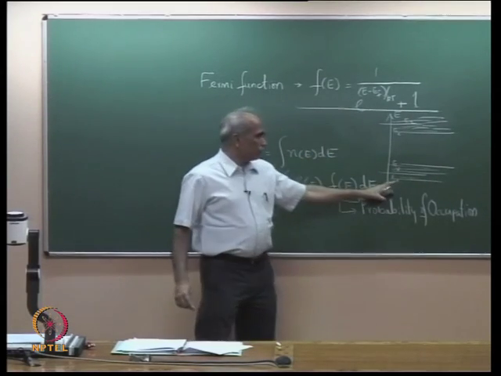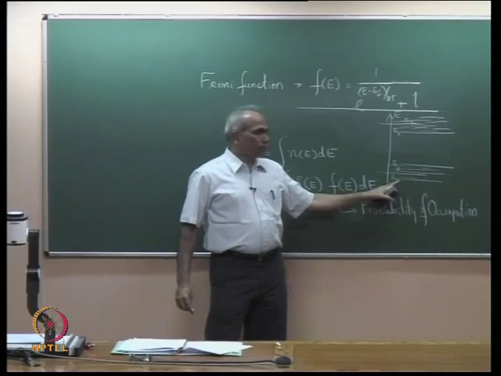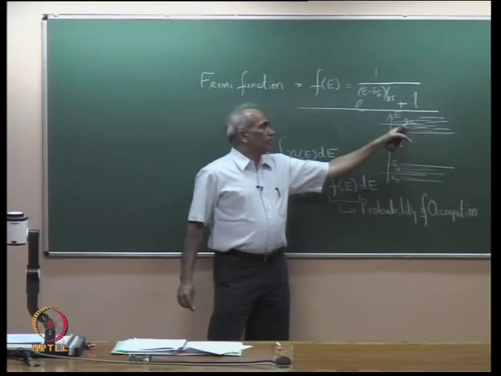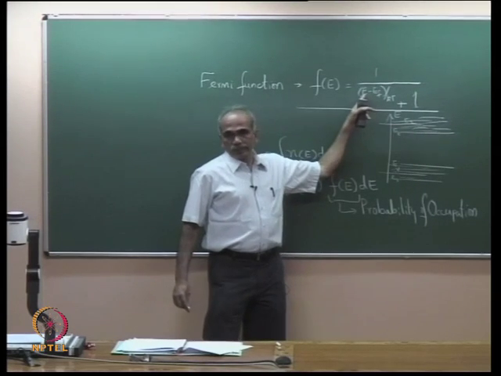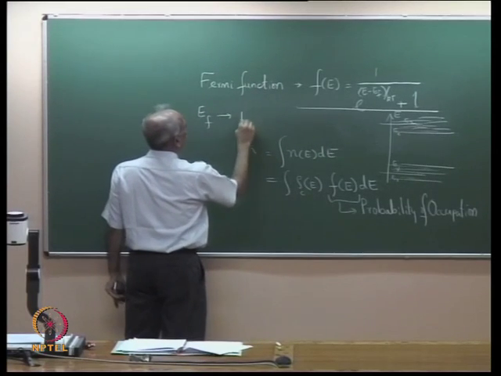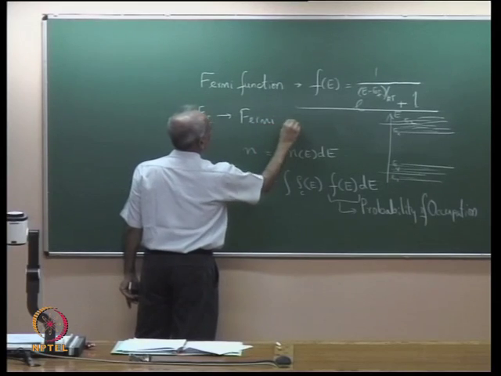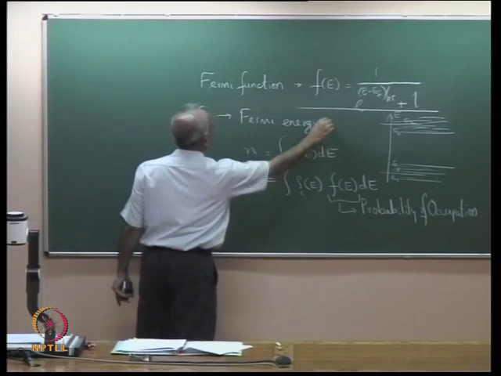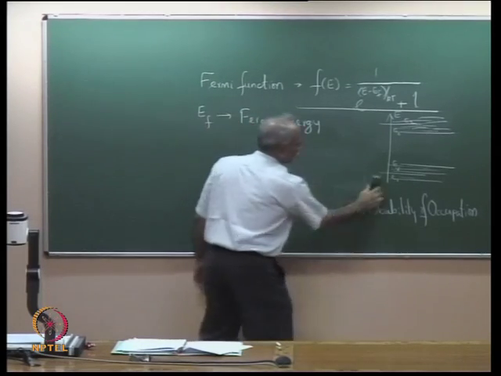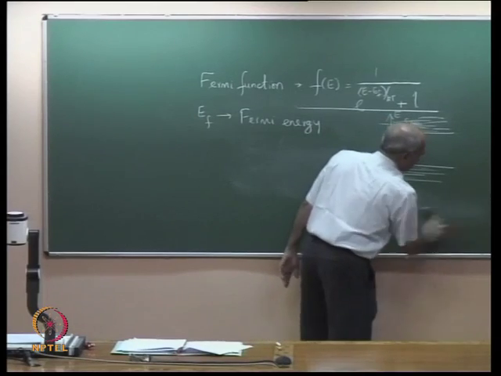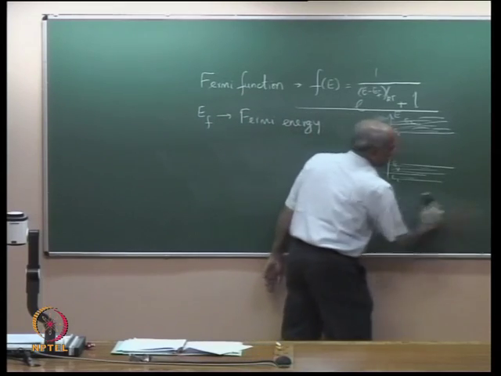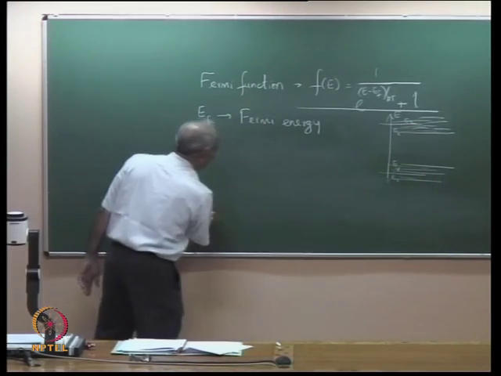So if you want to find the probability of occupation at E1, you substitute E1 here. If you want to find the probability of occupation at the level E2, you substitute E2 in this expression, where EF is a constant called the Fermi energy. The Fermi function is also called the Fermi-Dirac distribution, because it indicates the distribution of electrons in the energy bands.